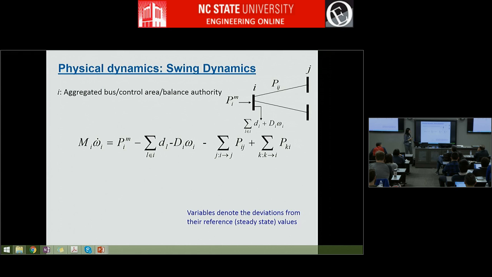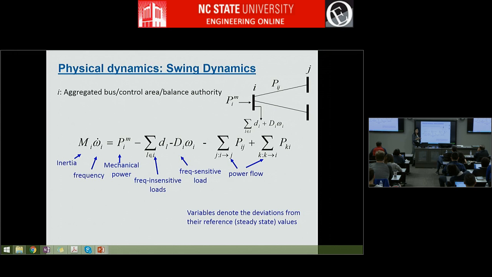This is a simple dynamics model we take, the frequency dynamics. It captures, for each bus, how the frequency is going to change. Each i is, as I said, an aggregated bus or control area or some balance authority. For this model, M is inertia, and omega is the frequency, the frequency I showed you. It will immediately drop. There is the mechanical power generation, the frequency-insensitive loads, the frequency-sensitive loads, and this is the power flow. How different buses are connected is through the power flow. This is the way we model how different nodes connect to each other.